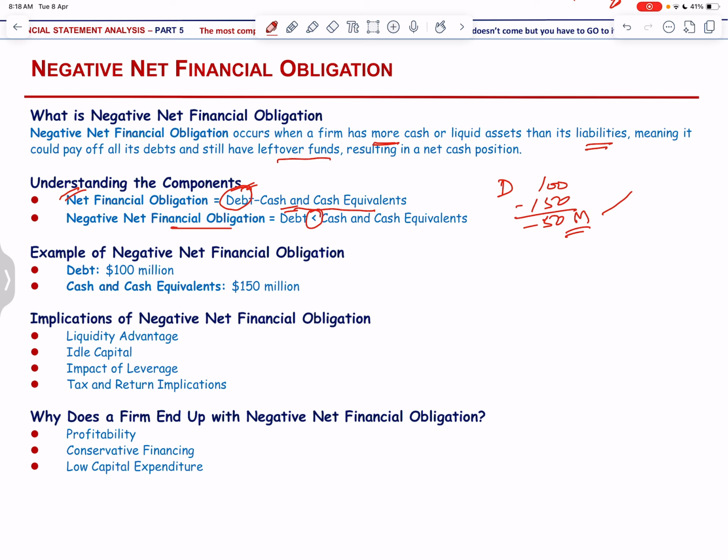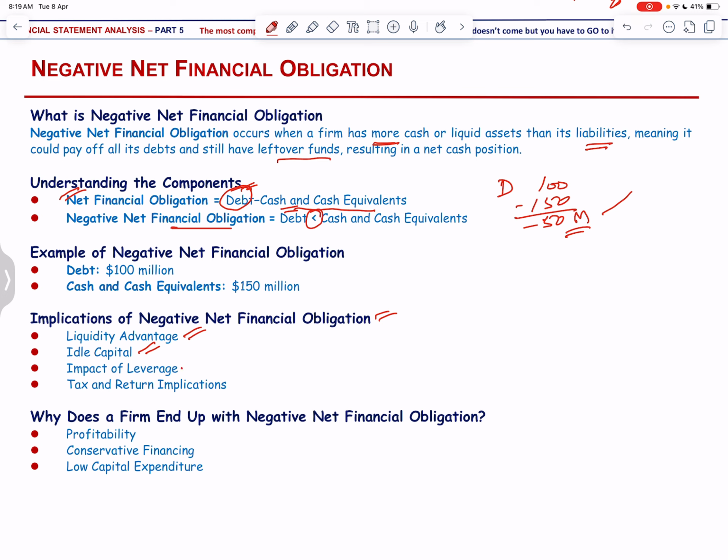Coming to the implication of negative net financial obligations, the firm is in a strong liquidity position. It can cover its debt obligations and still retain a significant buffer of cash. This makes it more resilient to market downturns and reduces financial risk. While holding excess cash can provide a safety net, it could be considered inefficient capital management if the firm is not using the cash to generate returns. Investors might question why the company isn't deploying the cash into productive investments or returning it to shareholders.